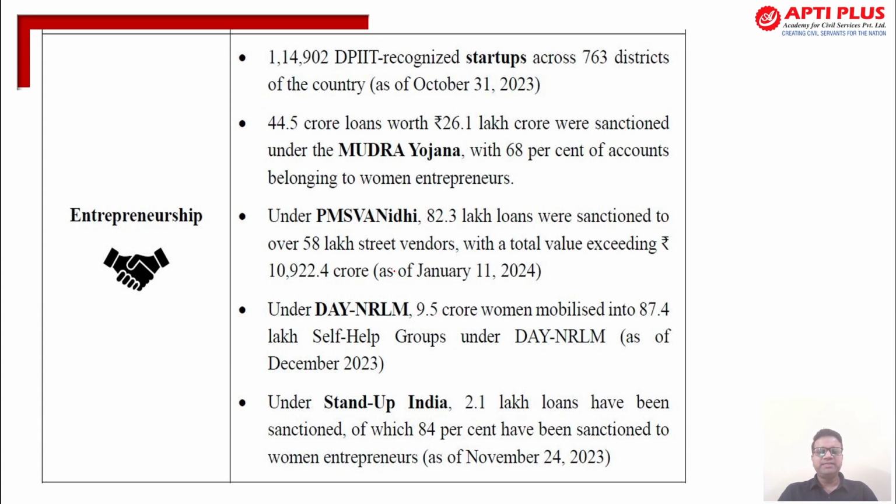Now, the other important sector is entrepreneurship, where startups were organized. 44.5 crore people were provided Mudra loans. Now, PM Svanidhi is another important scheme which has provided loans to vendors. The local vendor, the street vendor was provided with the loan. DAY-NRLM, which called for mobilization of self-help groups, and Stand Up India, which provided 22.1 lakh crore, with 84% sanctioned under women entrepreneurship. Now, this provided overall development for the sector, which was hugely impacted due to COVID-19.